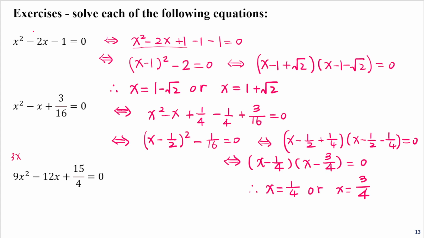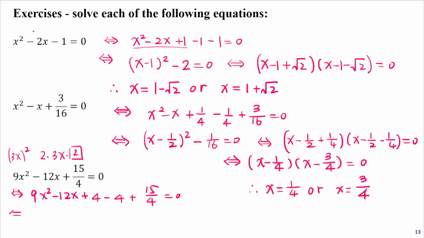So here we have 3x squared, and in order to complete the square, note that in the middle we have 2 times 3x times another number, right? So the other number is, of course, 2, right? So we can put 2 squared there, 9x squared minus 12x plus 4 minus 4 plus 15 over 4 equals 0.